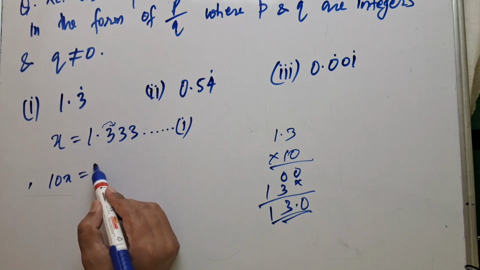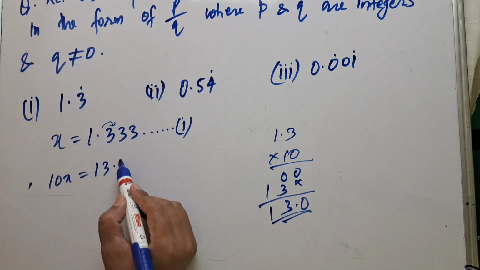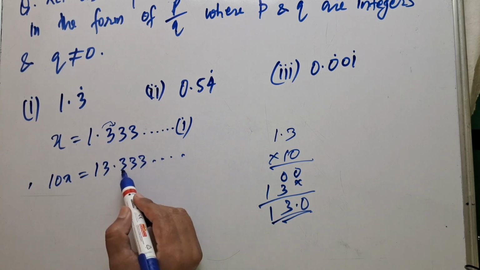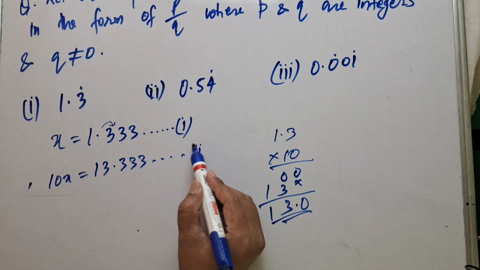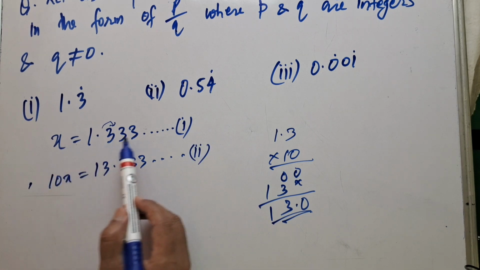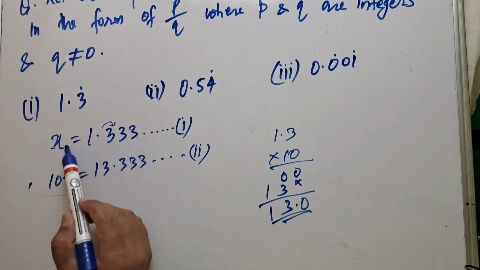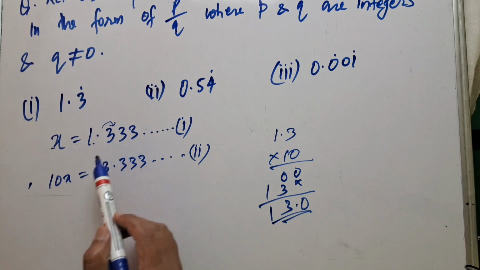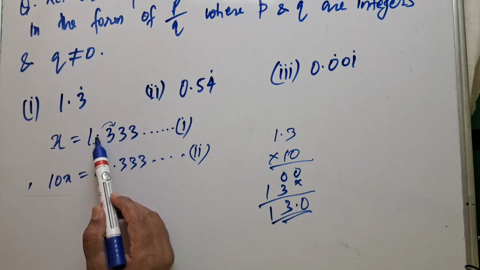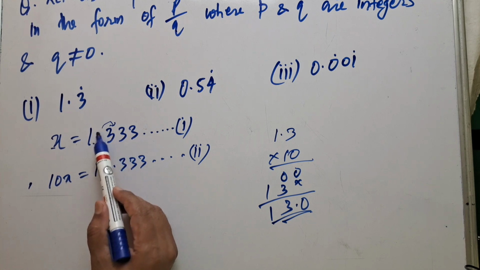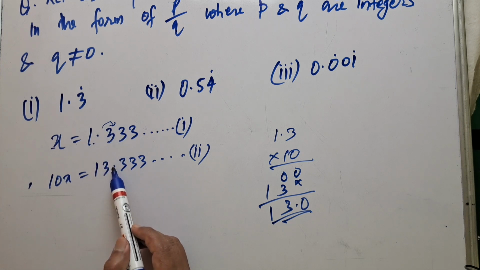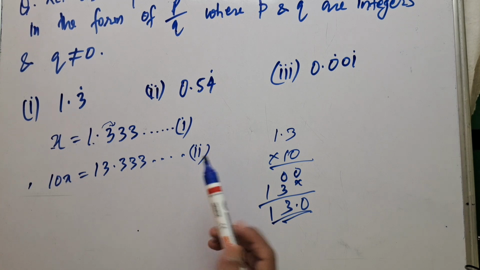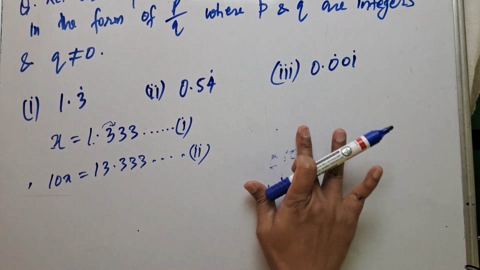So we get 13.333 and so on, with many 3s, 3 3 3 and so on. This is equation 2, and the earlier one is equation 1. When we multiply both sides of equation 1 by 10, 10 into x is 10x, and in this number the decimal is shifted one place, so 13.3333, with many 3s up to infinity. So this is equation 2.